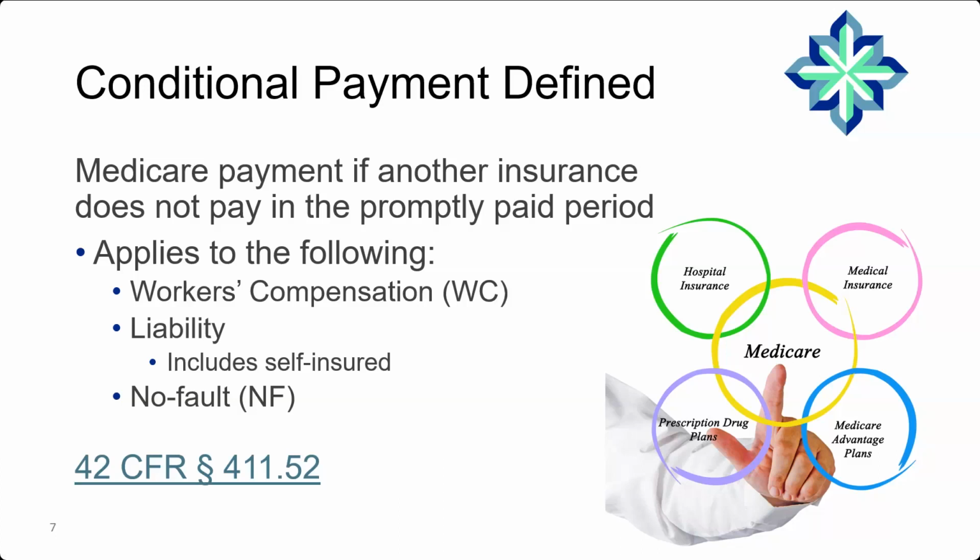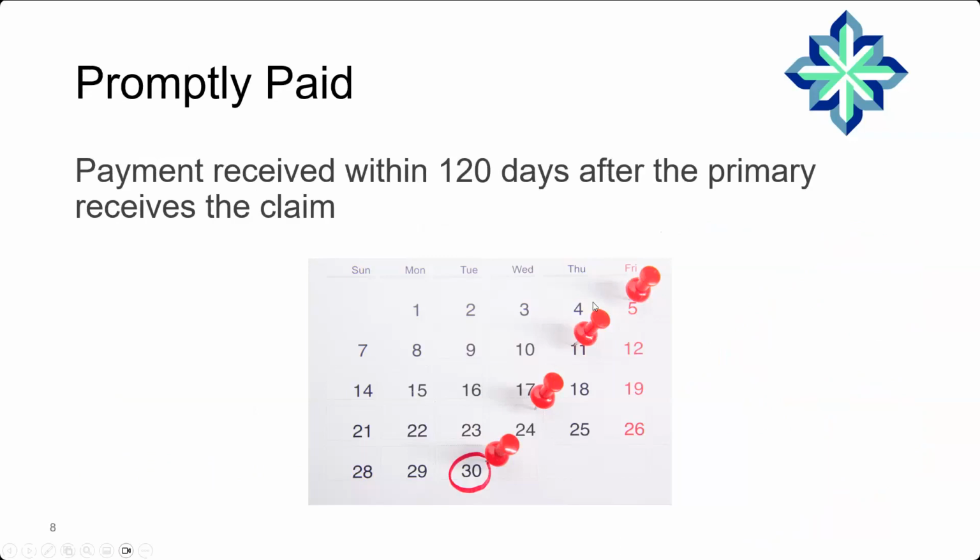All right. So the first rule that you have to be aware of with conditional payment comes from this promptly paid period. So let's define the promptly paid period. Here's what it says. It is payment or an explanation received within 120 days after the primary receives the claim. So it's 120 days, it's 120 calendar days. It's not a business day requirement. So that was one of the questions we got: is it calendar or business? And 120 days is a calendar day requirement.